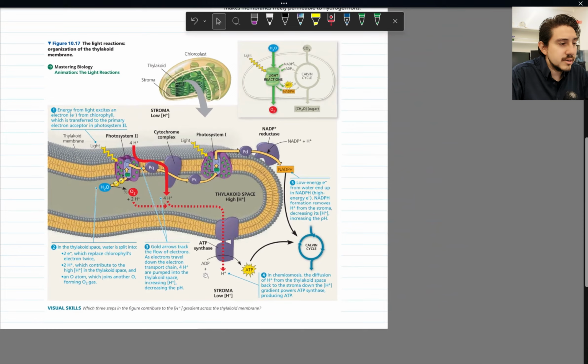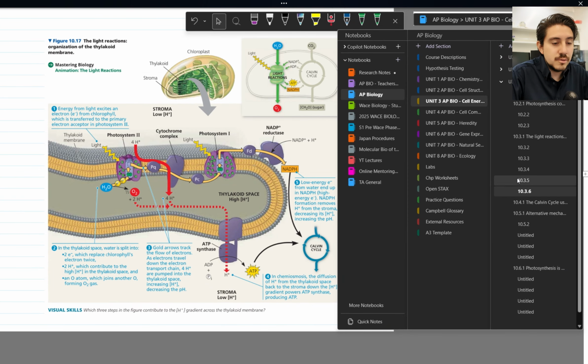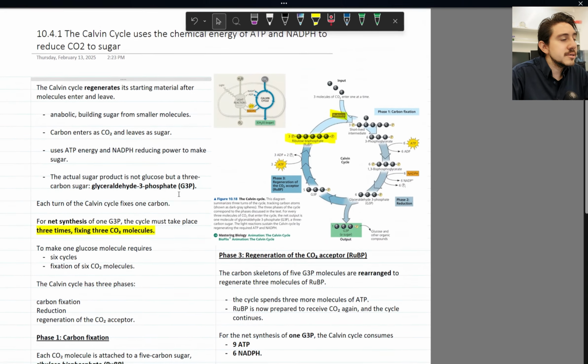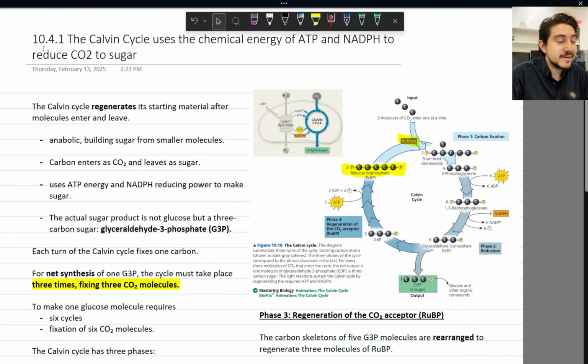Let me zoom in so you can get a nice overall picture here. And let me zoom out. Okay, and then we're going to talk about, for this first part of the photosynthesis chapter, the Calvin cycle. So this is section 10.4.